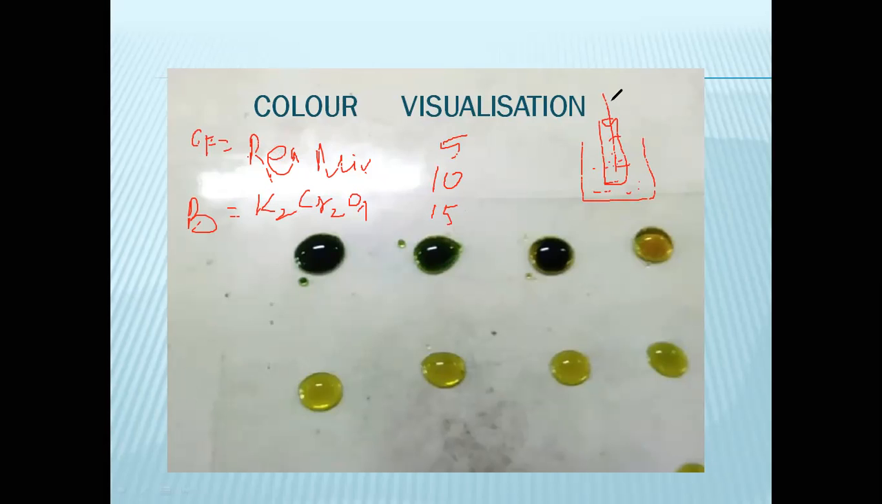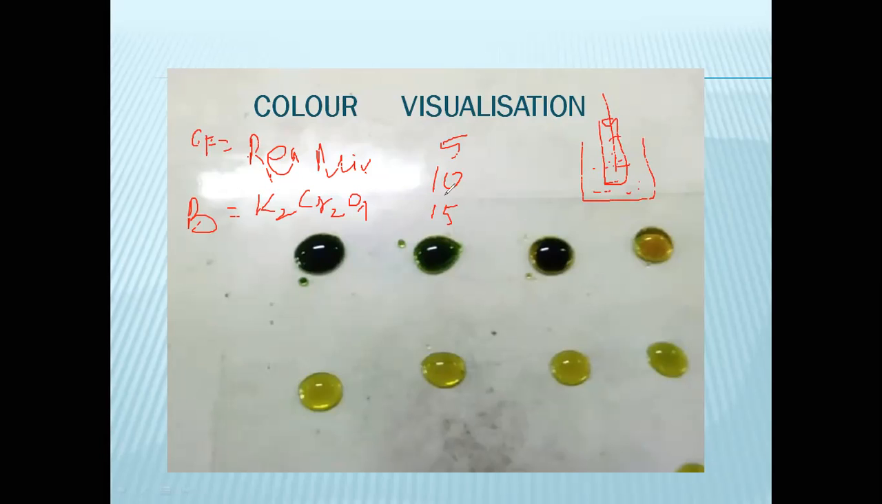Then again, you take out the glass rod, and before that the glass rod should be thoroughly washed with distilled water and wiped with tissue paper. With the help of this dry glass rod, again you take out a drop of reaction mixture from the conical flask and put it on the indicator. Again you will get the blue color, Persian blue color. That means still ferrous ions are present in the conical flask. That means complete oxidation of ferrous to ferric has not taken place so far.